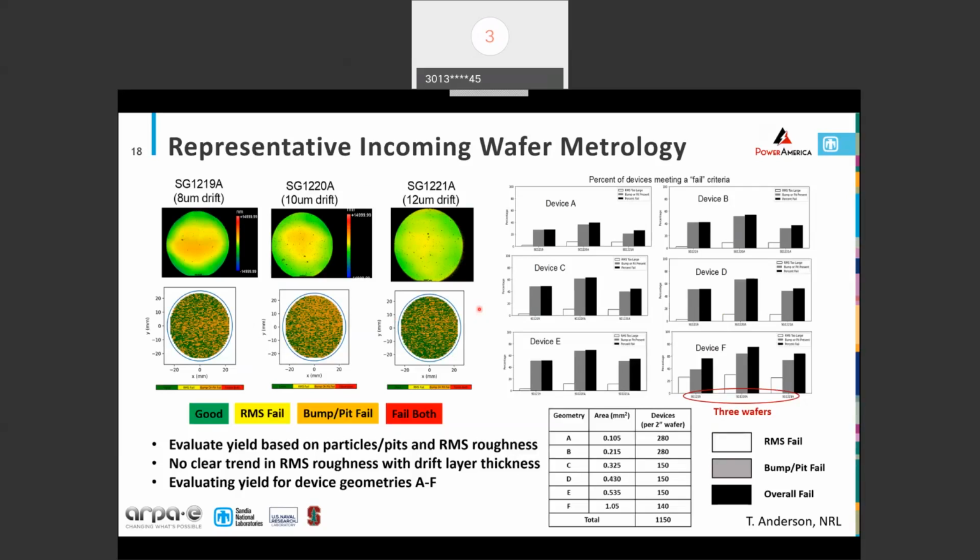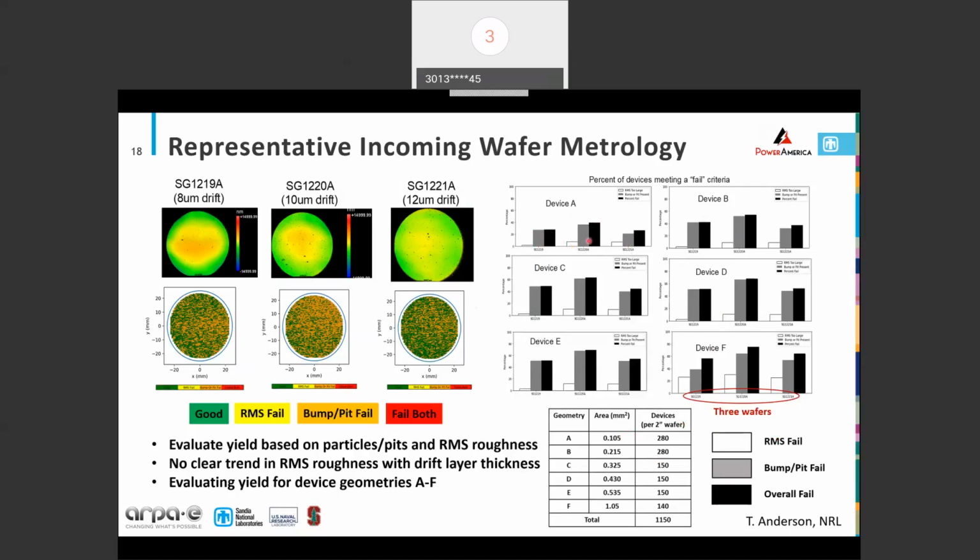Looking at the data in a little more detail, on the right hand side of the slide, as you'll see in the upcoming slide, the foundry has a mask set with geometries A through F listed at the bottom, with different areas, from about a tenth of a square millimeter up to 1. Again, we can divide the wafer into these areas. Those are the different panels, the sets of bars for the 3 different wafers, and the white, the gray, and the black are the different failure mechanisms. So we can make some estimate of what we might expect to see based on area.